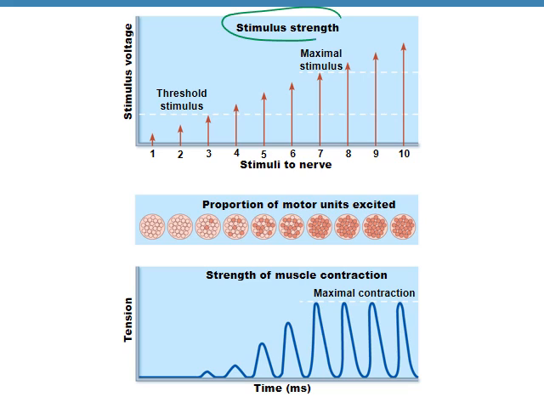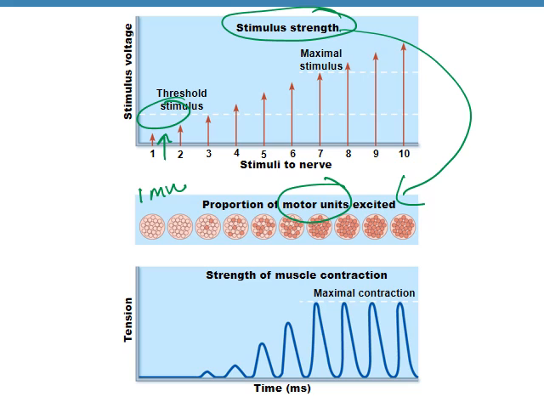This figure is trying to show you how stimulus strength corresponds to the number of motor units. What they're saying is if only one motor unit was activated, it might not be enough to reach the threshold stimulus. If all of the motor units are activated, that's enough to have maximum contraction.